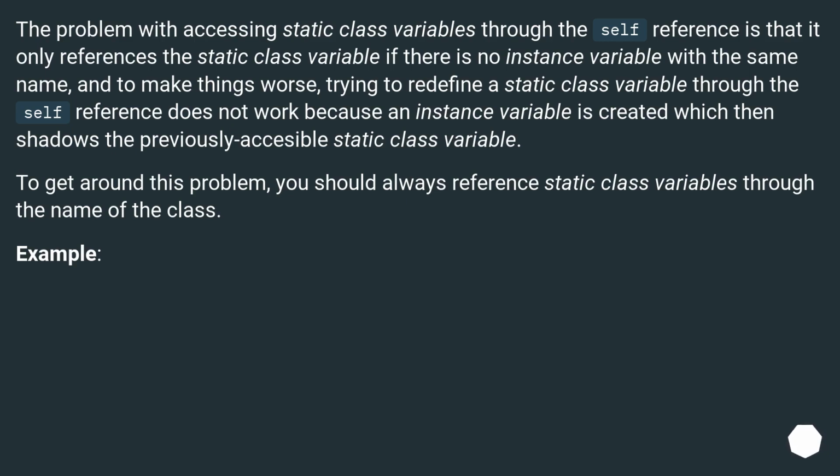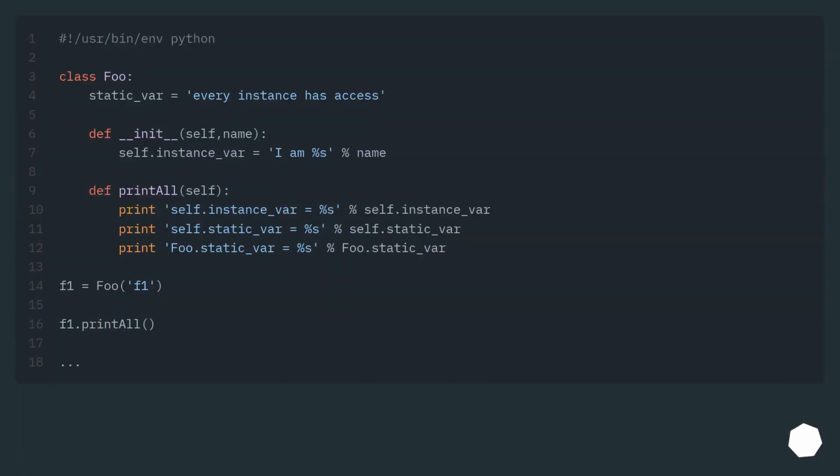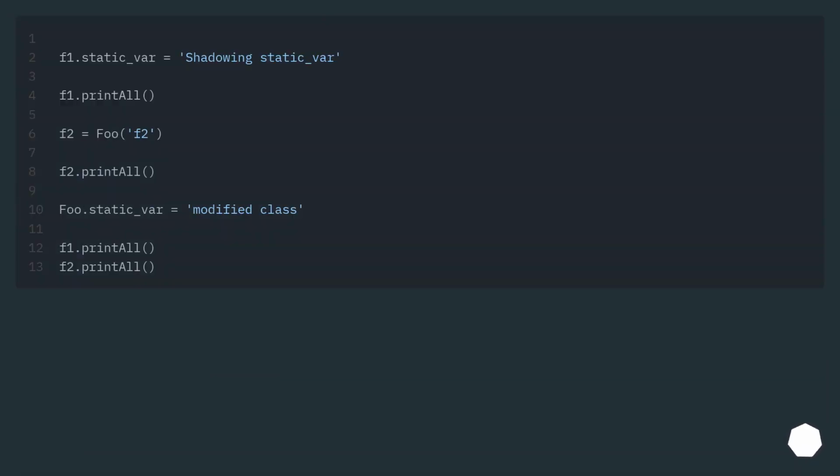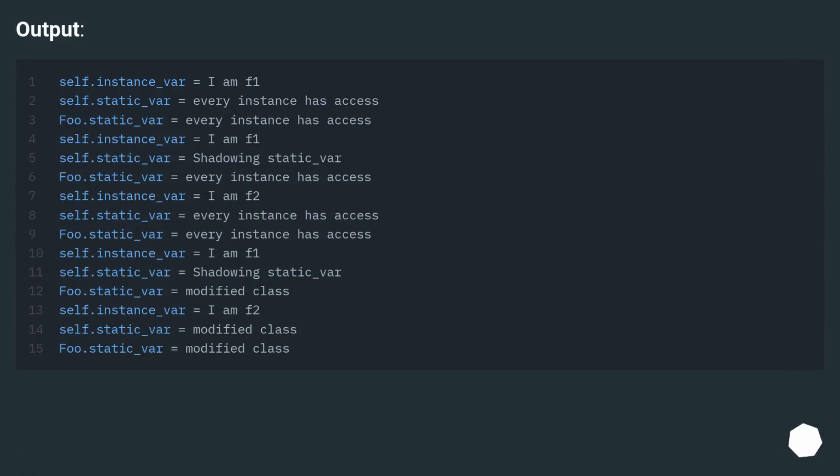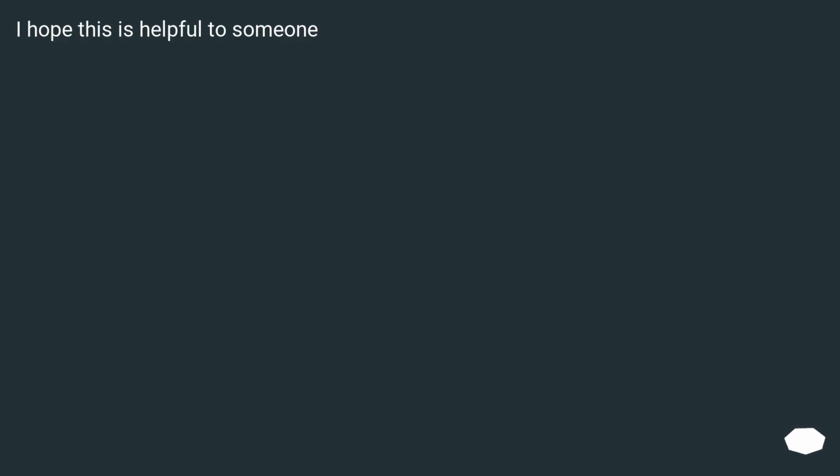Example. Output. I hope this is helpful to someone.